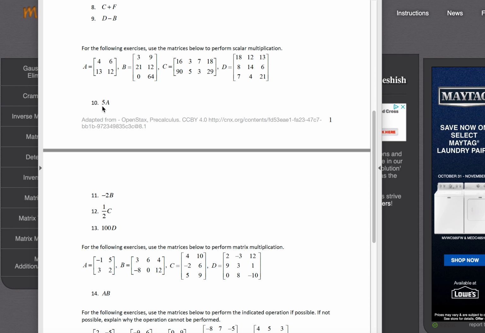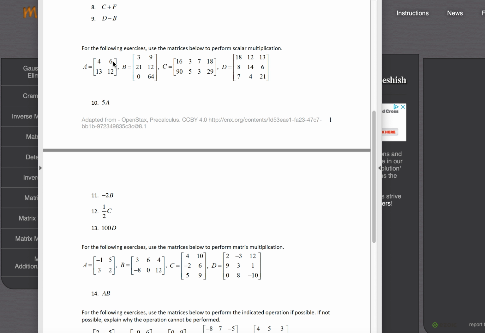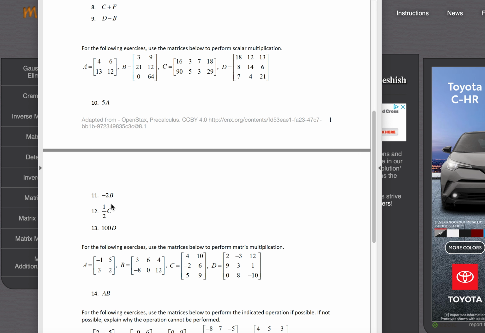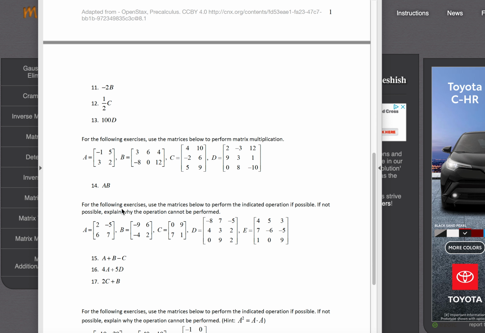For 10 through 13, if I do scalar multiplication, I multiply everybody in the matrix by 5. I multiply everybody in the matrix by -2. So this is pretty simple, no calculator needed. Just double check your multiplication here.